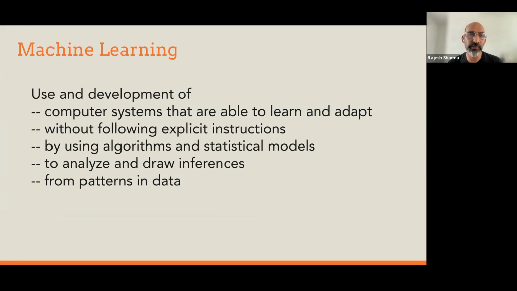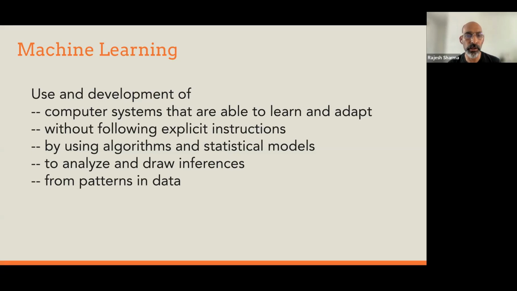So, computer systems that are able to learn and adapt. That's one thing you want to make sure of: that you are not just programming for one solution, but that these systems are able to adapt to newer situations. So that's the main thrust of why we want to use these. And these don't follow explicit instructions, so that you're not solving for a particular problem.